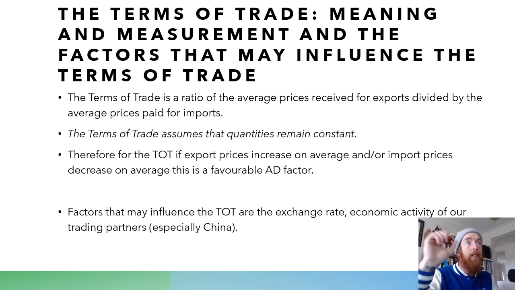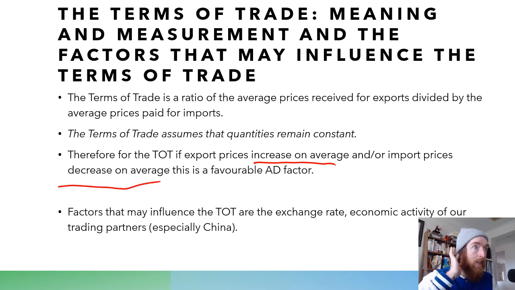We've got the terms of trade, which is a ratio of average prices received for exports divided by the average prices paid for imports. Terms of trade assumes that quantities remain constant. So if export prices go up, we're assuming we're still selling the same amount of exports. Therefore, that's why we are better off. Therefore, if export prices increase on average and/or import prices decrease on average, this is a favorable aggregate demand side factor. Factors that may influence the terms of trade are changing the exchange rate, and economic activity of our trading partners, especially China. That's what's affecting it at the moment. That's why it's so high at the moment.